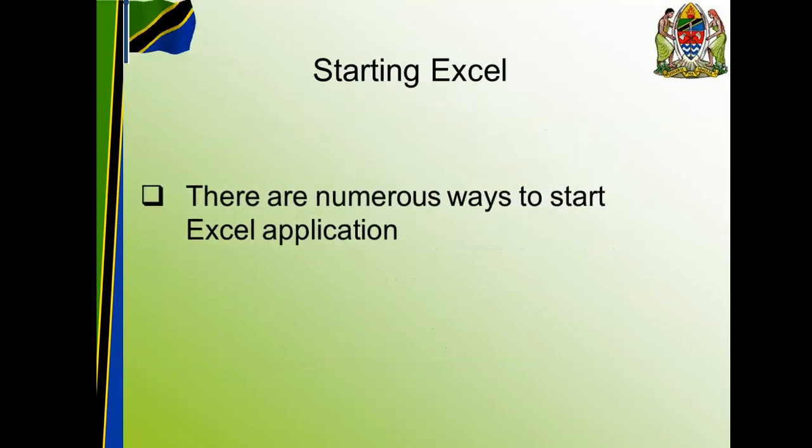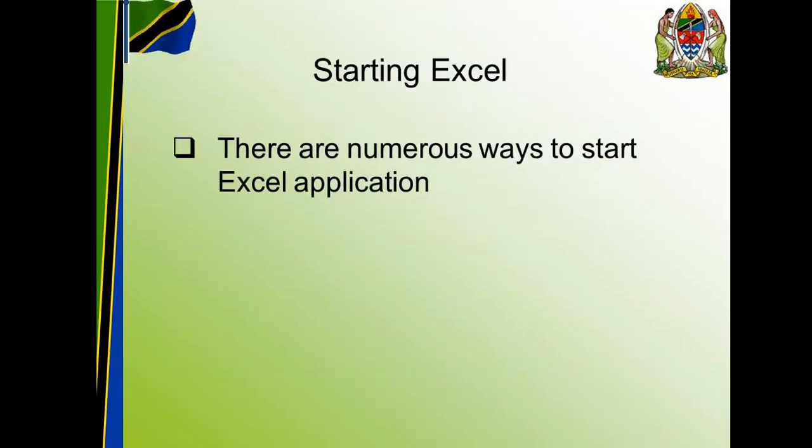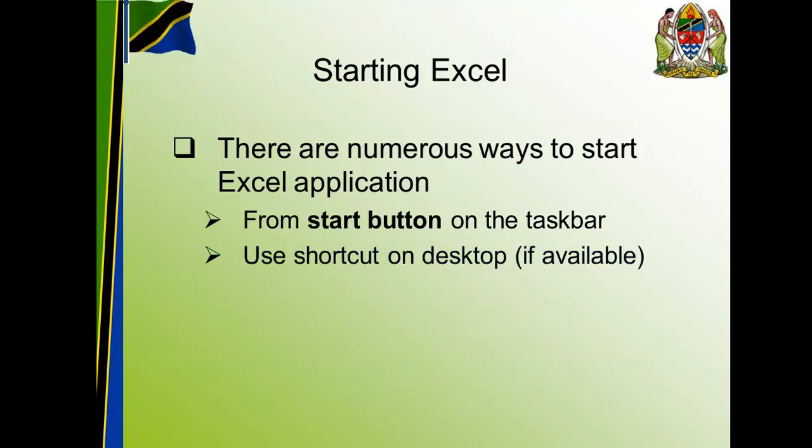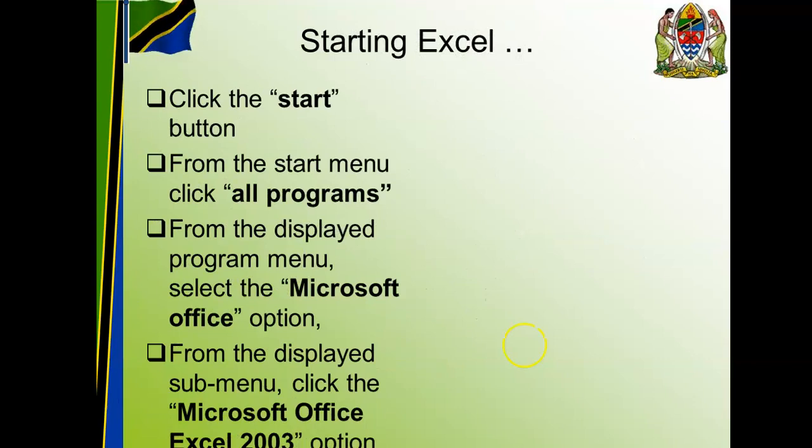Now, how to start Excel. There are numerous ways to start the Excel application: from the start button on the taskbar, or use a shortcut on the desktop if available. So you can use the start button on your keyboard to start Excel. After clicking the start button, from the start button menu, click all programs.